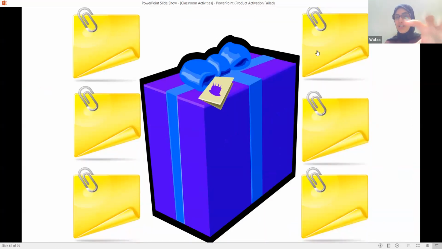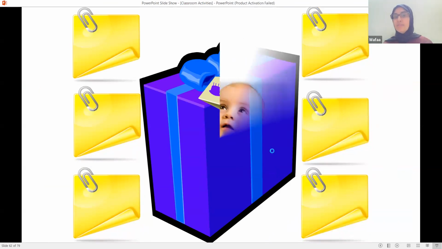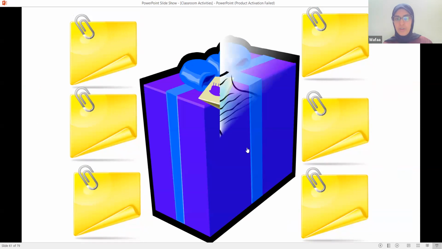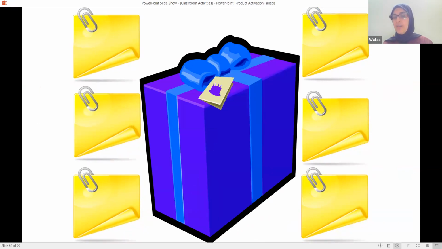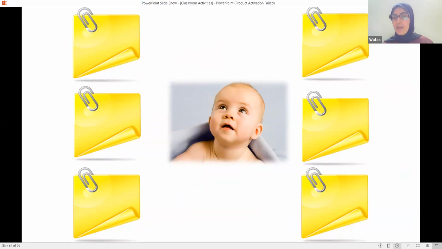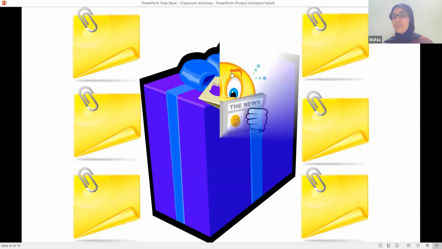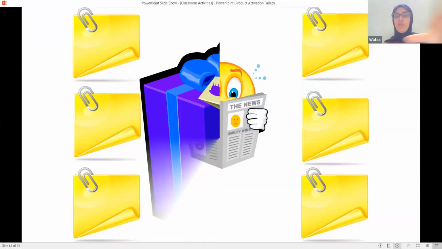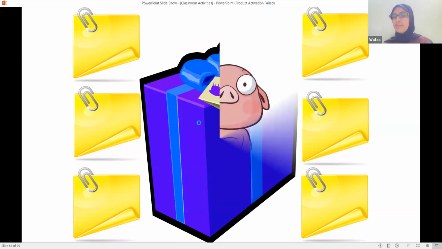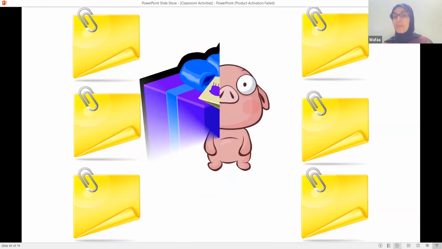So you start revealing these sheets, and then you have it. It's a baby. No, it's the homework. No, this is the baby. This is the baby thing. Yeah, this is the homework. And then the next one is a baby description on these papers. So they read them and then they try to guess. And this is the news. You have a description for the newspaper. And this is the Biggie. Description for the Biggie.